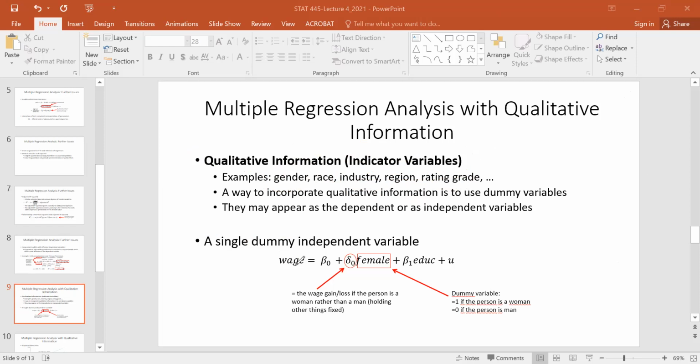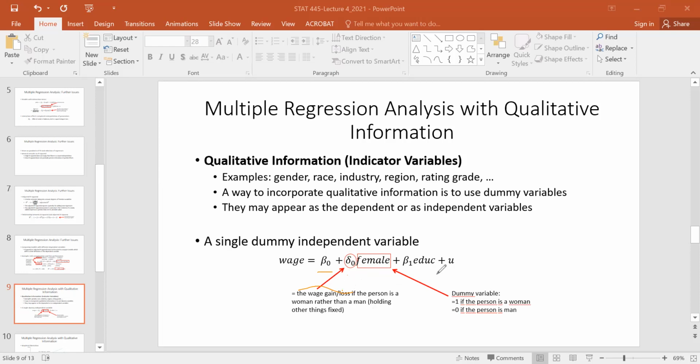Assuming we have wage equals beta 0 plus delta 0 female plus beta 1 education, we want to see whether the wages of males are different from those of females. How do you interpret delta 0? It is the wage gain or loss, depending on whether it is positive or negative. That's why we are using gain or loss. It is the wage gain or loss if the person is a woman rather than a man, holding other things fixed.